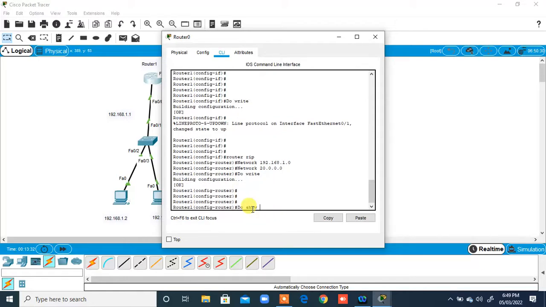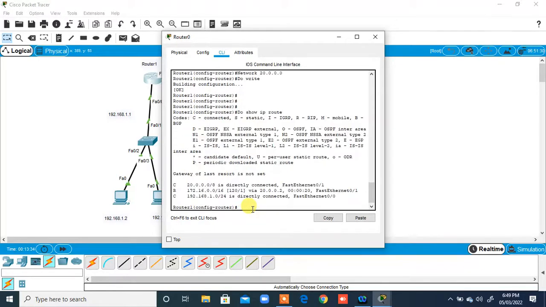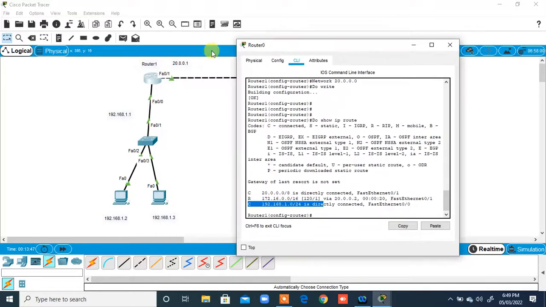Let me show that also. Do show ip route. As you can see, 20 and 192.168.1.0 are directly connected. As I told you, we have enabled the routing and made use of RIP. You can see the RIP entry here, R stands for RIP. So we have set the route for this network with the help of RIP.